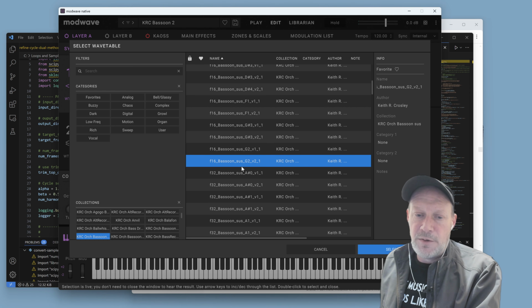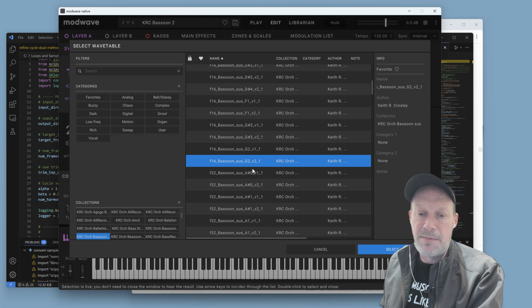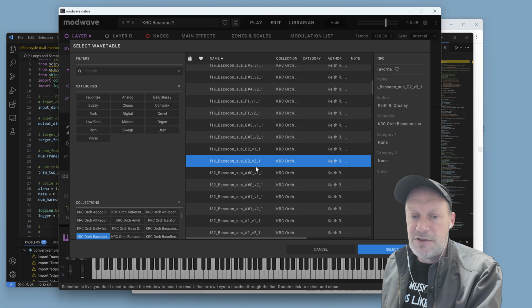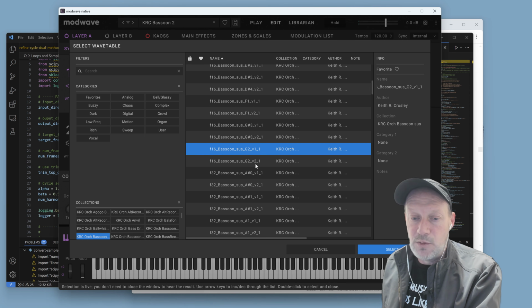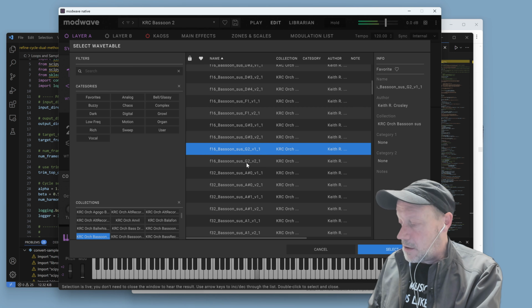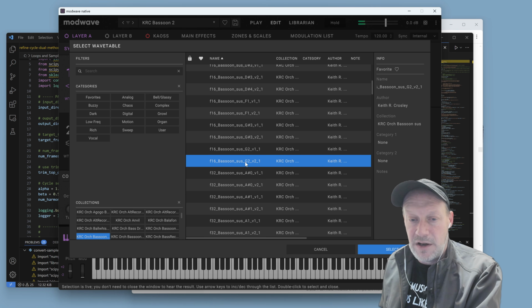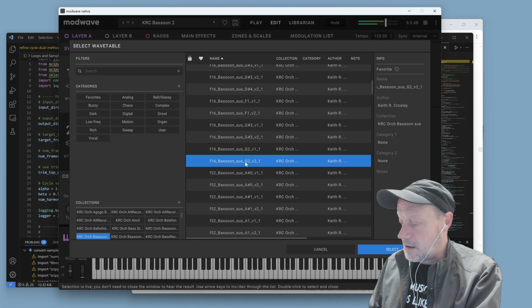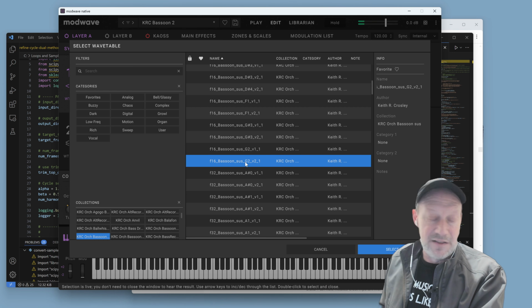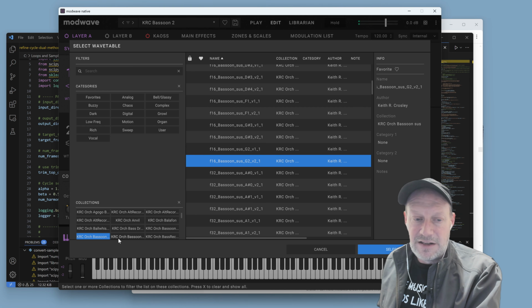So this is a bassoon. The articulation here is sus for sustain. The original pitch of the sample is G2, or at least that's where it's supposed to be mapped. V usually indicates velocity, so this would be velocity 2, this one would be velocity 1. That is velocity 1, here's velocity 2. Or it might mean variations, hard to say in different ones.